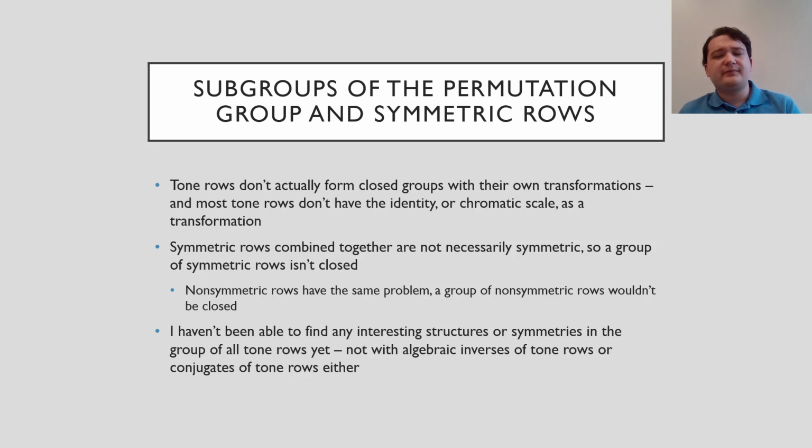Tone rows don't form groups with their transformations in the permutation group. I've also tried to find groups or structures related to symmetric rows, but I haven't been able to either. Symmetric rows aren't closed in the permutation group, so you can combine two together and get a non-symmetric row. Similarly, you can combine two non-symmetric rows together and get a symmetric row. Generally, it seems like a composition of permutations won't create interesting symmetry-related structures in the permutation group.